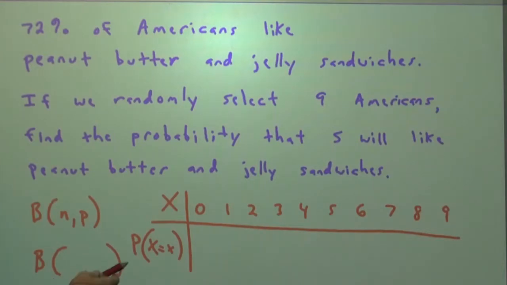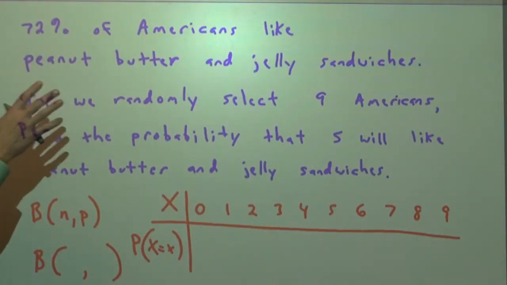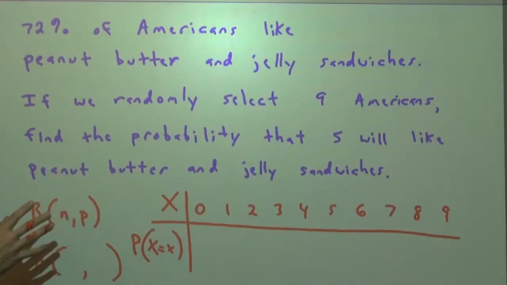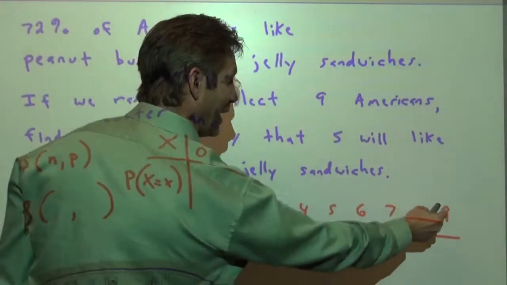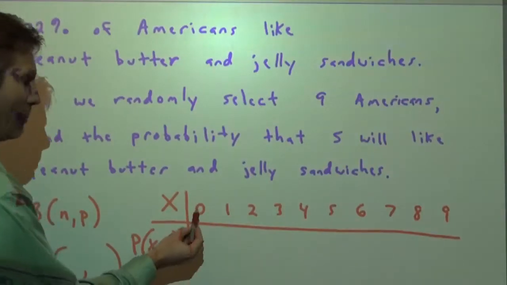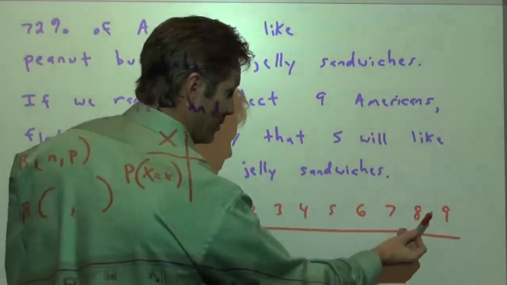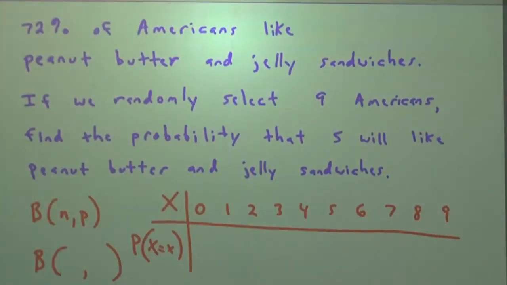Anyway, here we go. Let's suppose that 72% of Americans like peanut butter and jelly sandwiches. Oh, that's messed up. That's disrespectful. But okay, if we randomly select 9 Americans, find the probability that 5 of them are going to like peanut butter and jelly sandwiches. So we're going to build this probability distribution down here. We can have anywhere from 0 through 9 successes. So out of the 9 people, maybe none of them like peanut butter and jelly sandwiches. Maybe all 9 of them do.